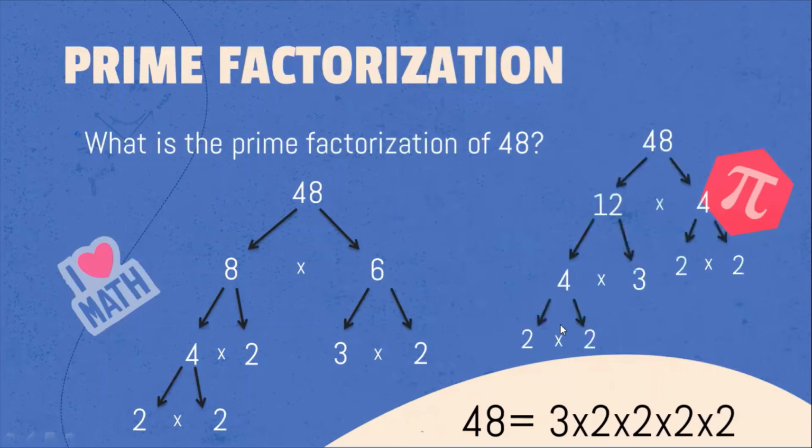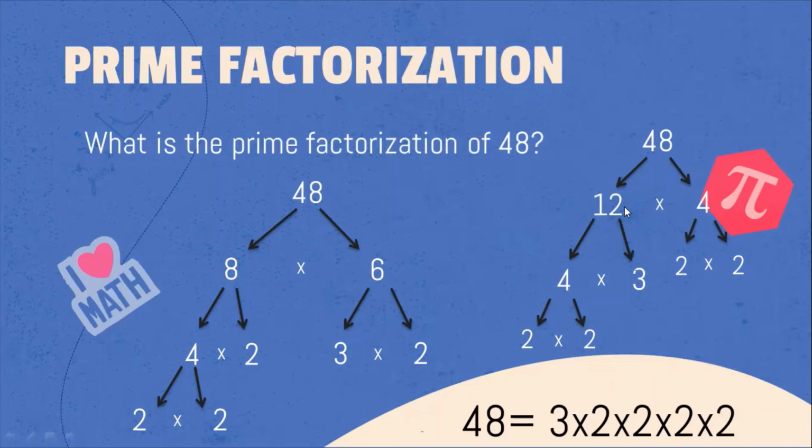I'll be showing you another solution. We can also have this one. The factors of 48 are 12 and 4. 12 times 4 is 48. 4 is a composite number which has factors of 2 times 2.